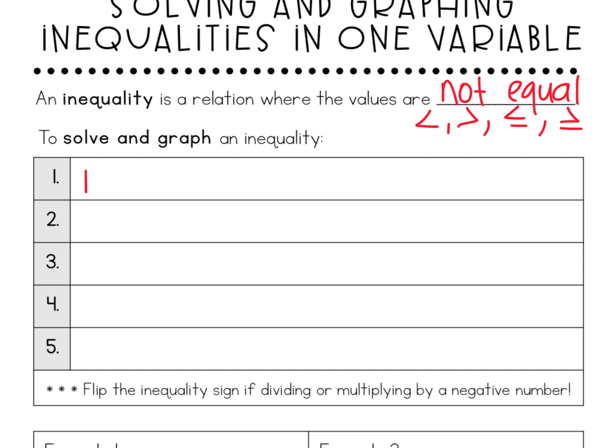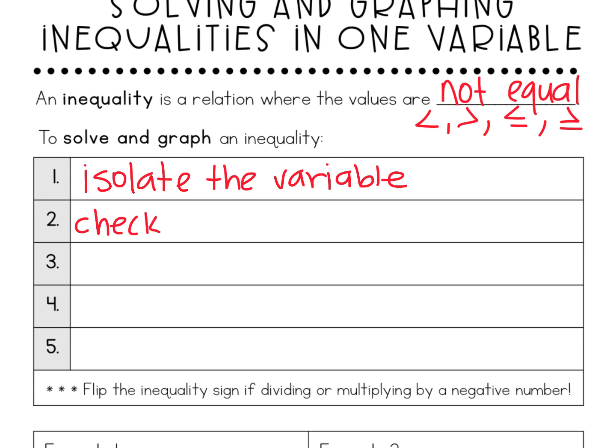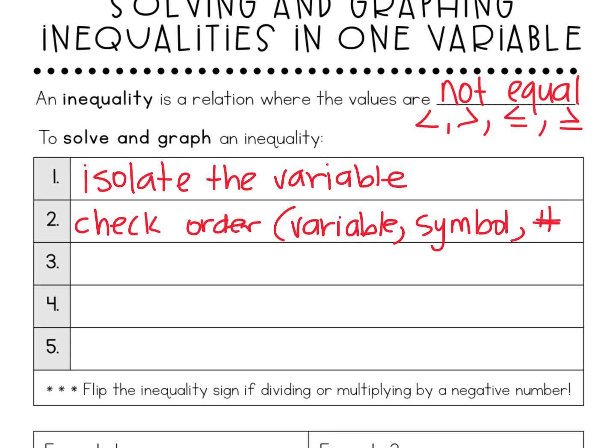To solve and graph an inequality, you're going to solve it the way you would a regular equation, meaning you need to first isolate the variable. Get the variable to be all alone on one side. Next, you need to check the order. You should always have variable, then symbol, then number.